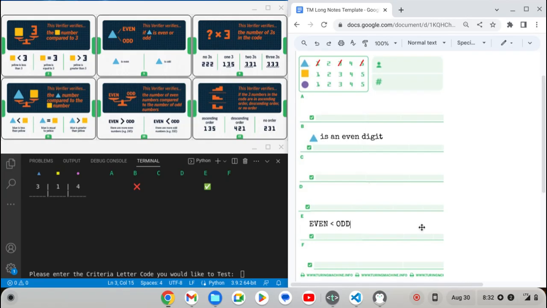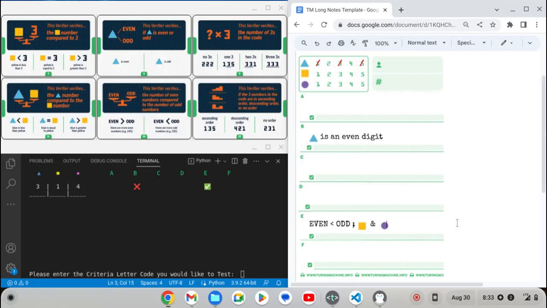And since we have already confirmed that triangle is even and I should have a majority of odds, that means that square and circle are actually odd. So let me go ahead and add a note down here, just as a reminder that yes, square and circle are odd.